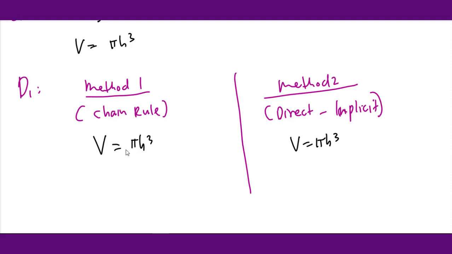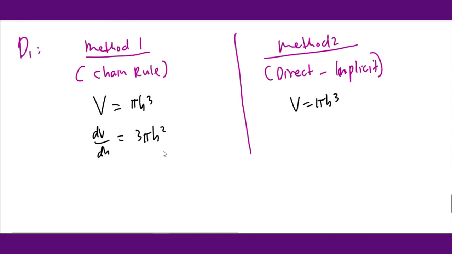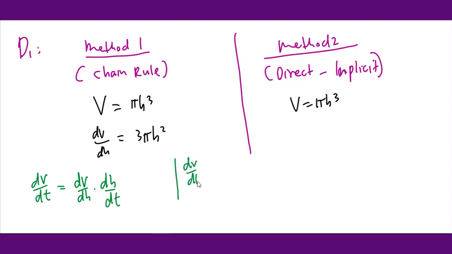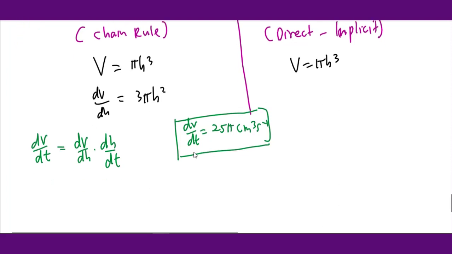Differentiate V with respect to h. The answer is 3πh². Using the chain rule, dV/dt is equal to dV/dh times dh/dt. The given info is dV/dt is equal to 25π cm³ per second. This is the given info to find dh/dt, right? Okay, and substitute here dV/dt.